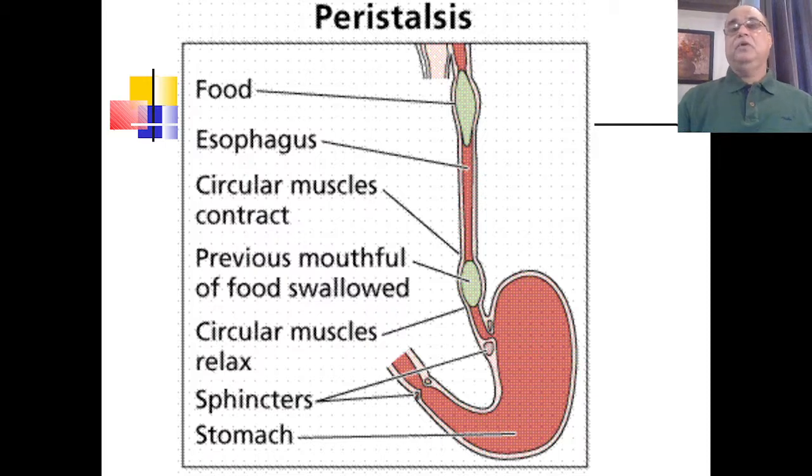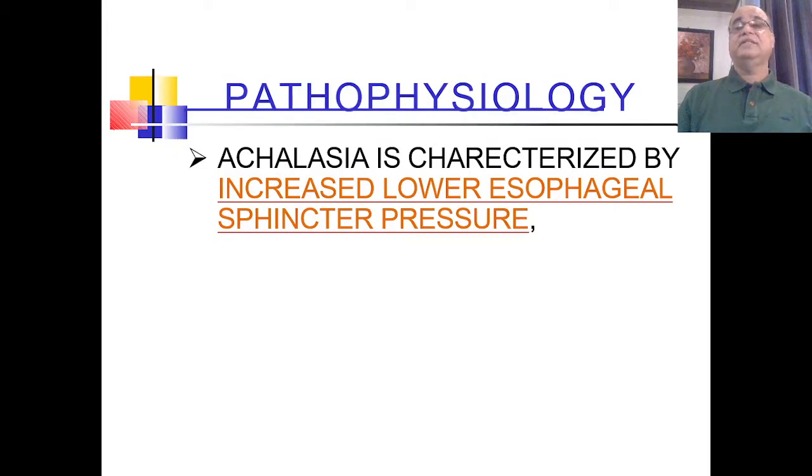Then there may be two food boluses, three food boluses in the whole length of the esophagus. What will happen behind this food bolus? Contraction. Here will be the relaxation. Then here will be the contraction, and here will be the relaxation, so that the second food bolus is passing on, and then this food bolus will be taking its place. So this is peristalsis.